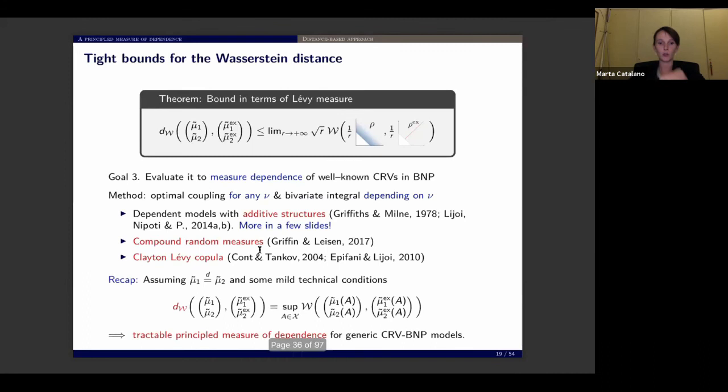I just wanted to recap what is the take-home message of what I said so far. Our idea is that we can build an intuitive distance between the laws of completely random vectors through the Wasserstein distance. And this provides a tractable and principled measure of dependence for BNP models that are based on generic CRVs.